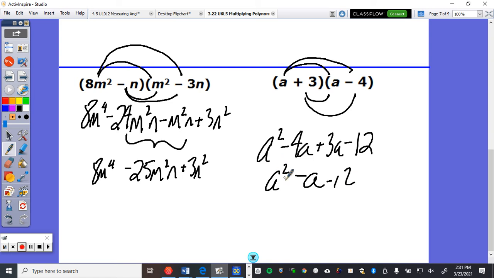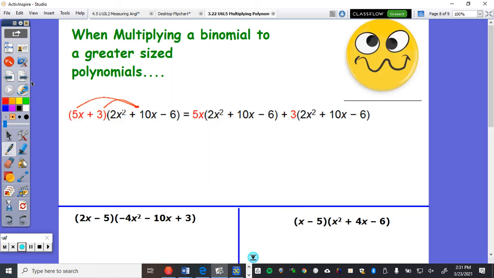Okay, now, this is the reason why I don't like FOIL. Because when you come over here, where we have to multiply a binomial by a trinomial, if you look here, I am multiplying the 5x to everything in here and the 3 to everything in here. So this is 5x times 2x squared, times 10x, times negative 6, and 3 times 2x squared, times 10x, minus 6.